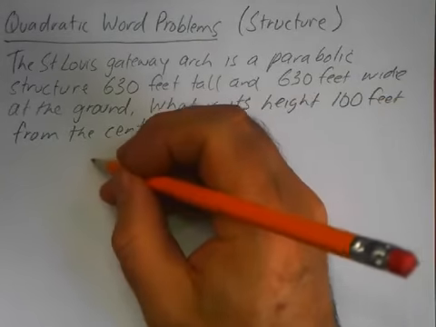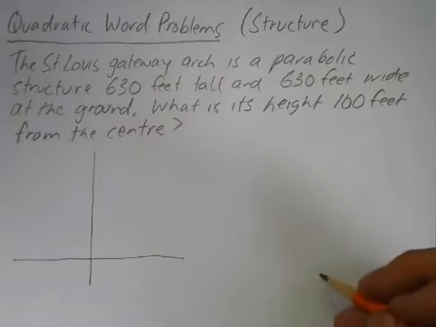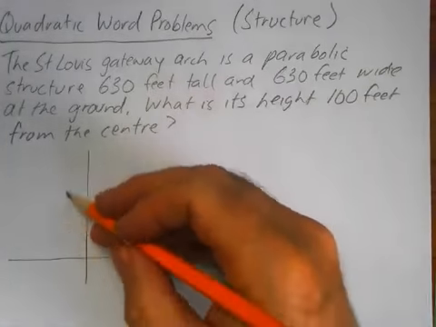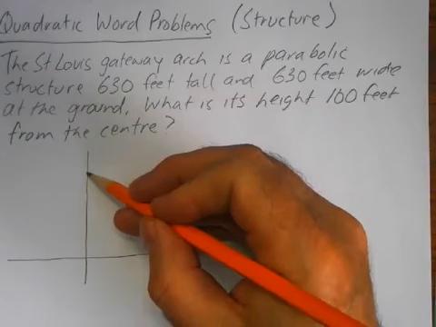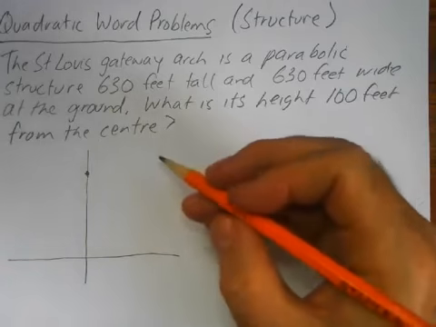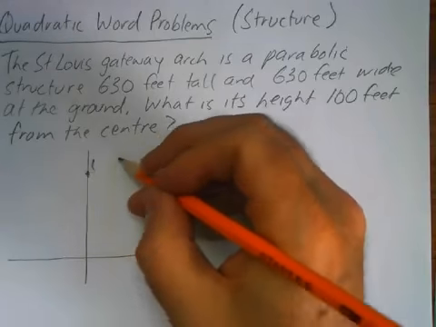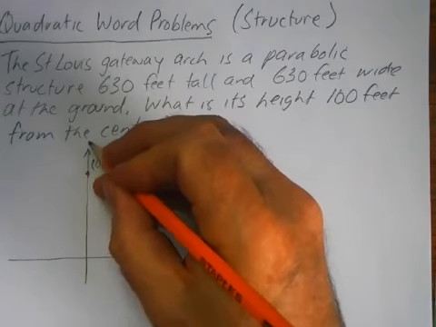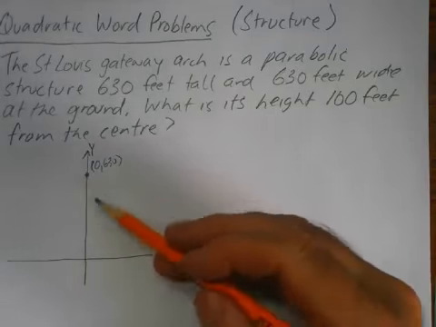So this is an ideal situation to draw a little graph of what's going on. Now I could draw the arch over here or over here, but I find the best way to do it is draw it so that the vertex, the maximum height, is right along the y-axis. So if I know the height is 630, I know that point would be (0, 630), and that's the vertex. So I'll keep with the x and y here. That tells me the maximum height.